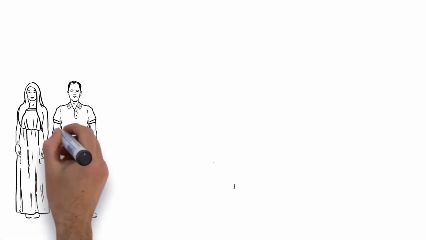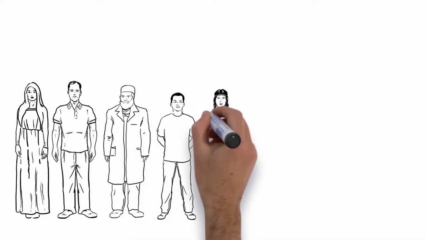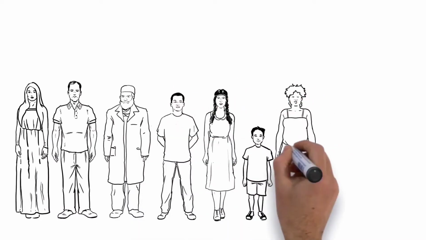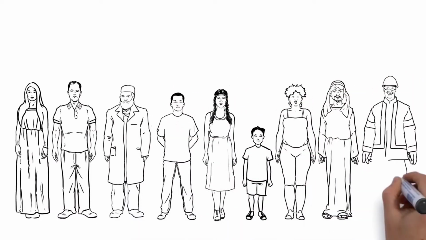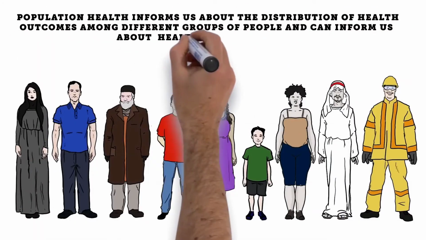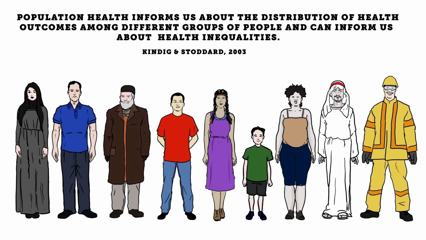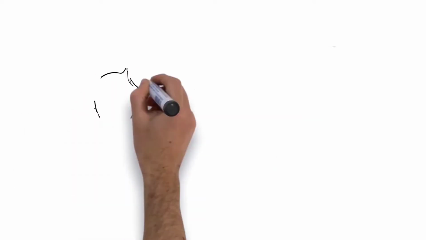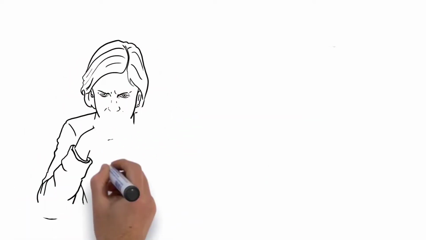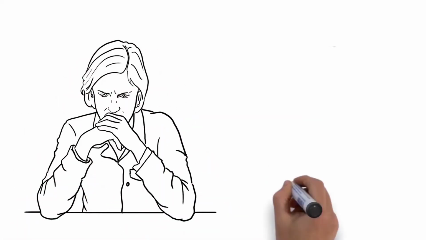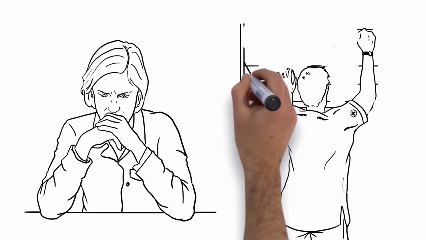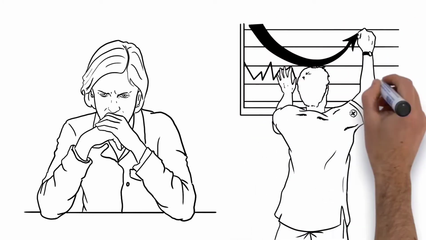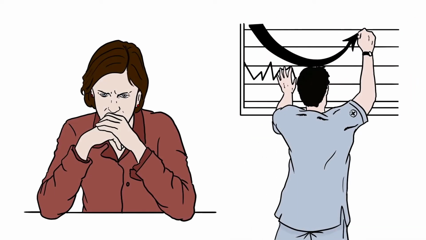Population health informs us about the distribution of health outcomes among different groups of people and can inform us about health inequalities. Population health also focuses on how and why these inequalities come about and what can be done to correct them.